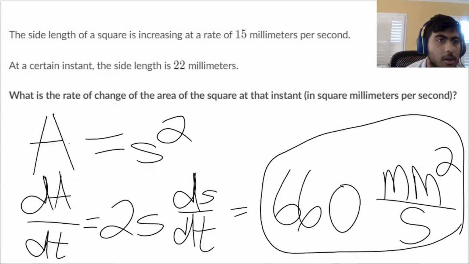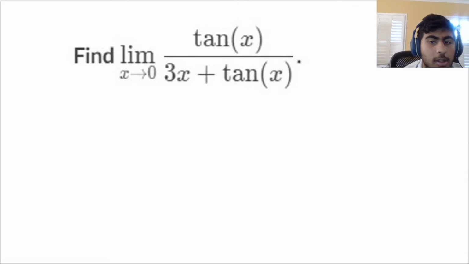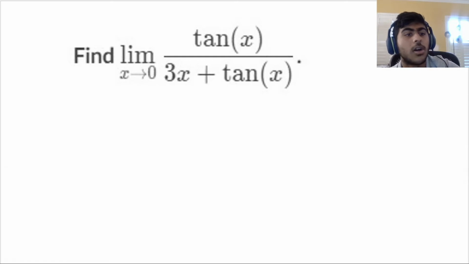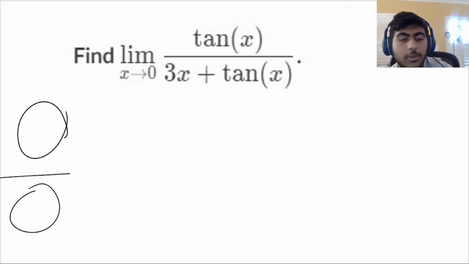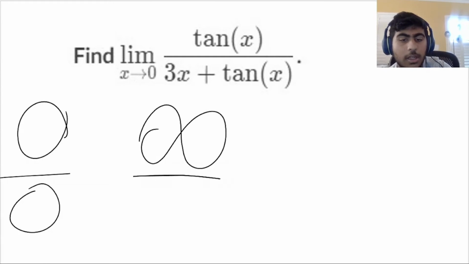Alright, let's move on. The next category here is L'Hopital's Rule. L'Hopital's Rule occurs when you have an indeterminate form. There are two basic indeterminate forms, or really, you can make more than two, but they're really two basic ones. There's 0 over 0, and there's infinity over infinity.